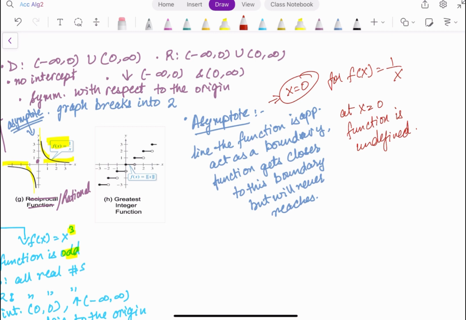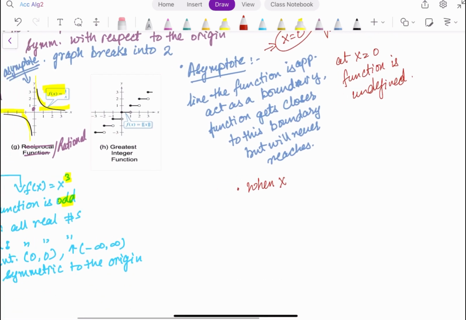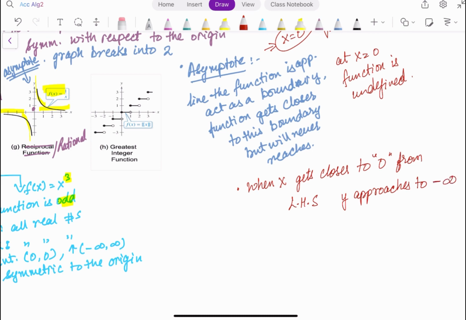Now, what is going on if we are coming from the right-hand side or the left-hand side? When x is getting closer to 0 from the left-hand side of the number line, we are not reaching 0 because we cannot touch it. Then y approaches negative infinity. You can see in the third quadrant, the graph is going downwards.